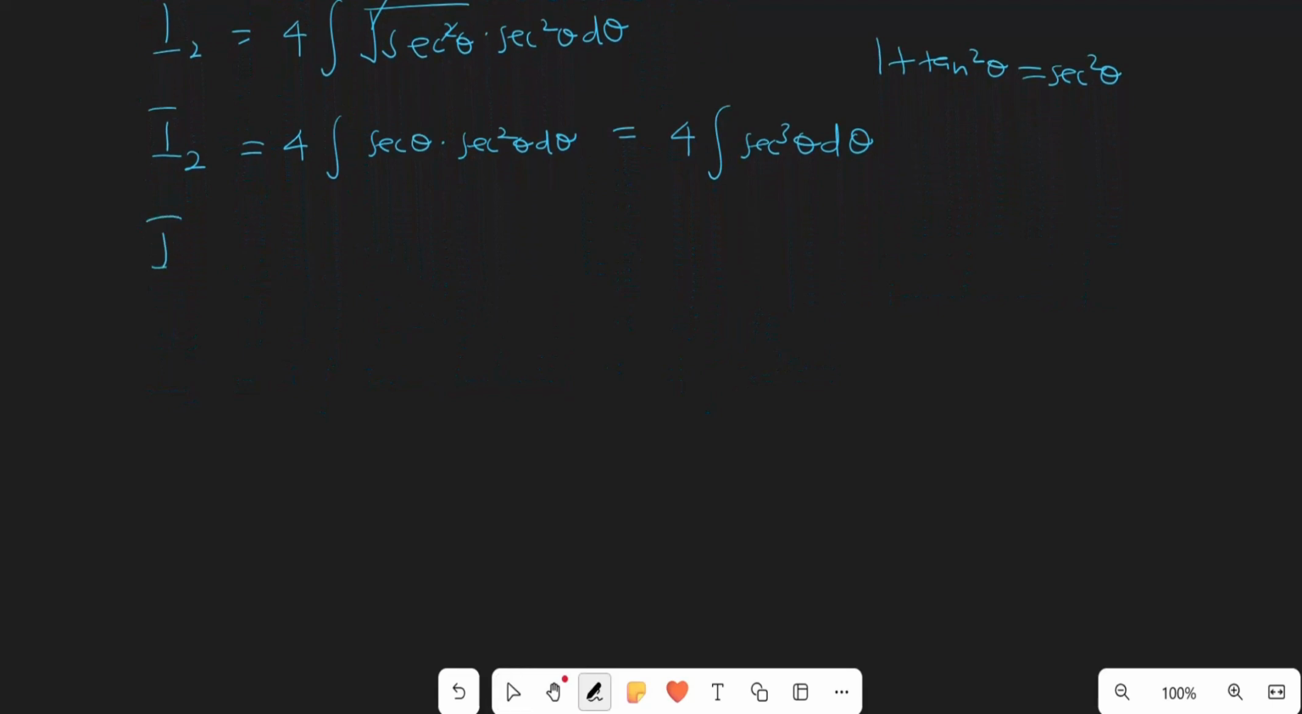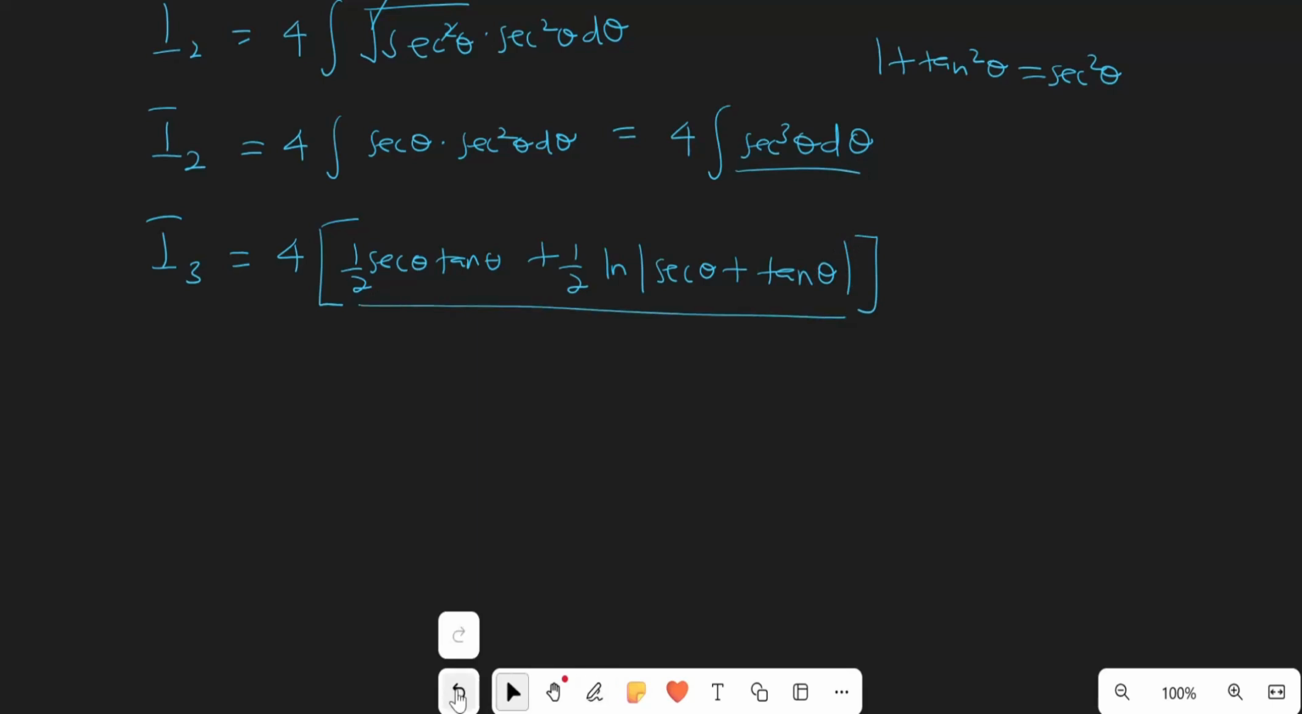So now integrating secant to the third power of theta, we have done this before severally. I'm just going to write down the resulting value of this integral. So this one is secant of theta times tangent of theta, that is 1/2, plus 1/2 the natural logarithm of the secant of theta plus the tangent of theta, like this. So if we integrate secant to the third power of theta, this is what we are going to get.